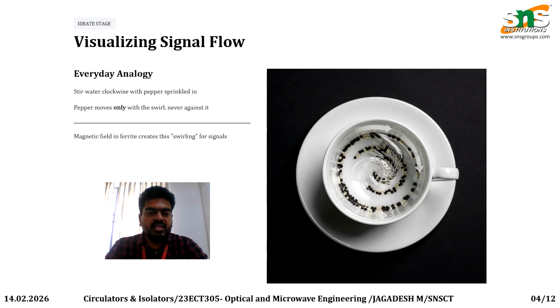Visualizing the signal flow, this is the idea part. An everyday analogy: when you stir still water clockwise with pepper sprinkled in, the pepper moves only in the swirl direction, never against it. The way you stir is the way it rotates. Similarly, the magnetic field in the ferrite creates this swirling for signals.